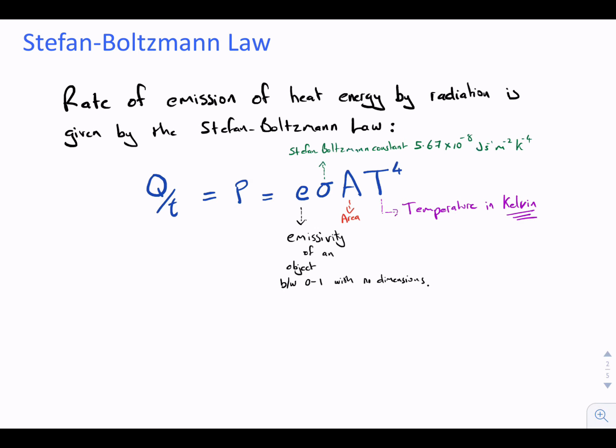Now, it's important that the temperature is in Kelvin here. Note the strong dependence on temperature. This is not a linear relationship by any sense. It's to the power of 4. So this is telling us that the heat flow is proportional to temperature to the power of 4.